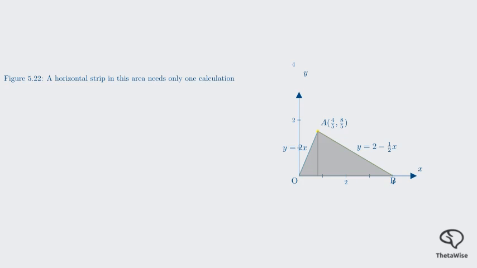The left boundary of the strip is on the line y equals 2x. The right boundary is on the line y equals 2 minus 1/2 x. Notice that for any value of y within the triangle, the left boundary is always the first line, and the right boundary is always the second line. The functions do not change. This is great, but to find the length of the strip, we need to find the x values of its ends. To do that, we must rewrite our equations to solve for x in terms of y.